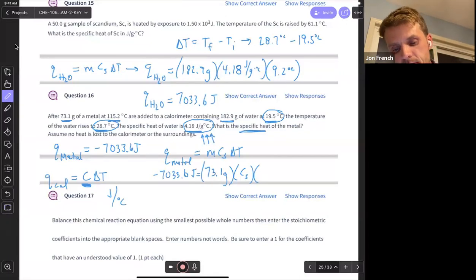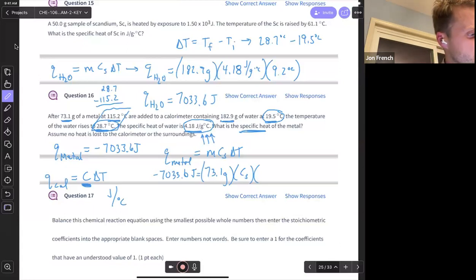correct. Right, the delta T, here it's final minus initial, so 28.7 minus 115.2 to get my change in temperature. So 28.7 minus 115.2, right?